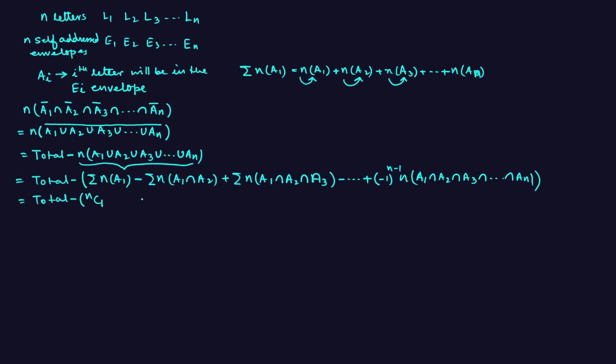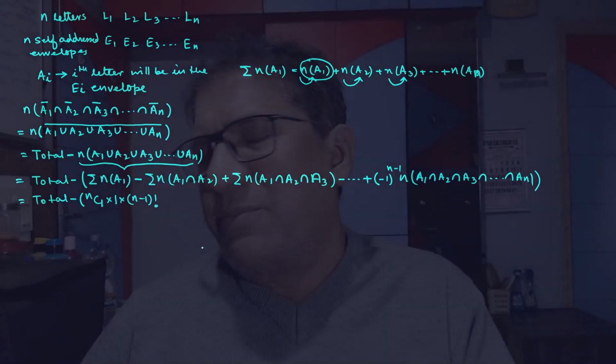Okay. So let us consider that A1 came. Now we have placed this A1 in its right envelope, which can be done only in one way. And we are left with n minus 1 letters and n minus 1 self-addressed envelopes. In how many different ways can these n minus 1 letters go in these n minus 1 self-addressed envelopes? It can go in n minus 1 factorial different ways.